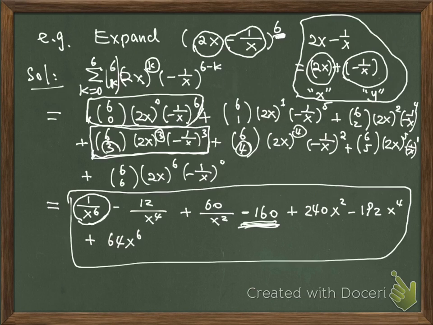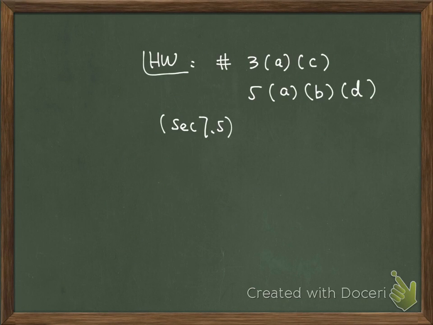Alright, for the homework of this section, we have number 3, part A and C, number 5, part A, B, and D.